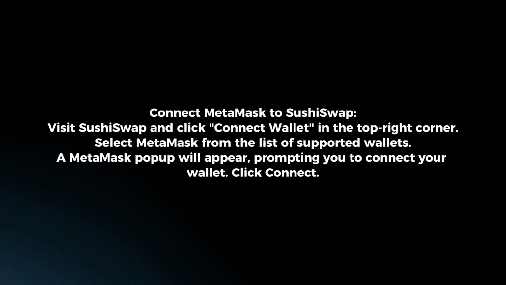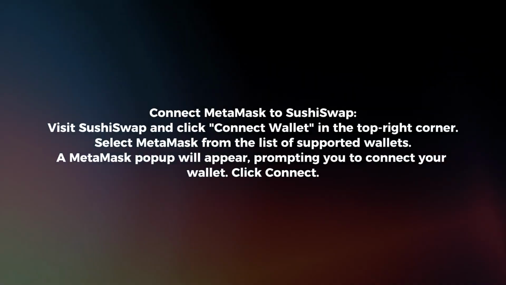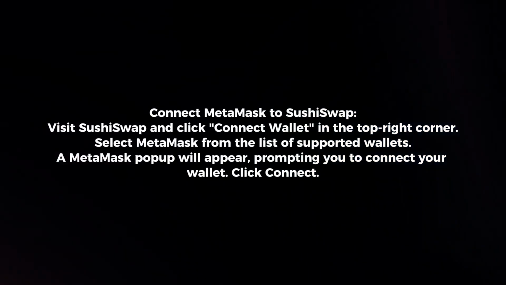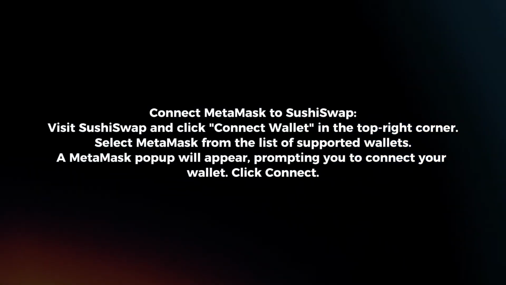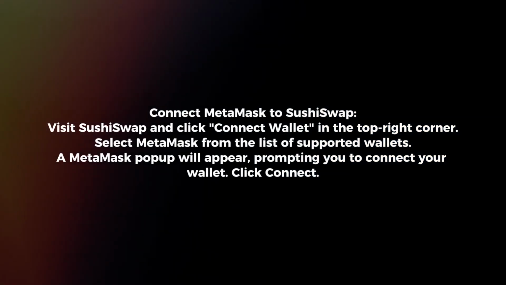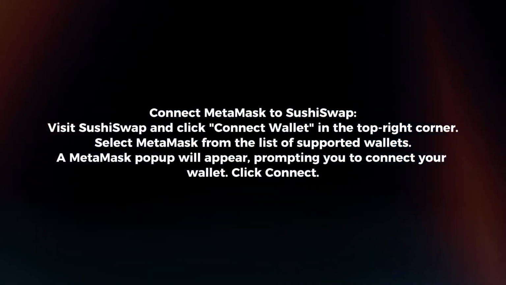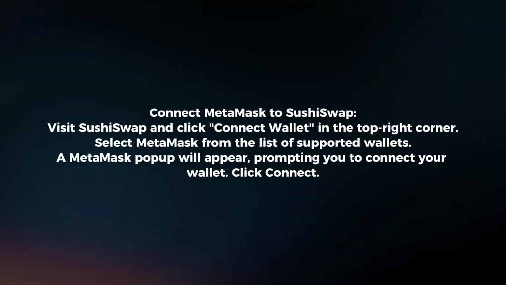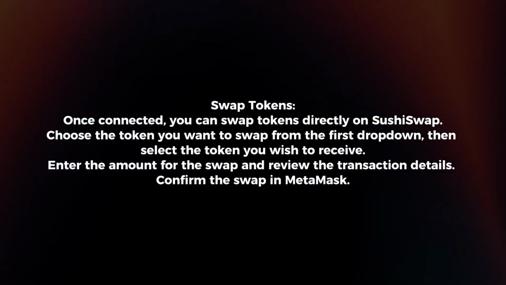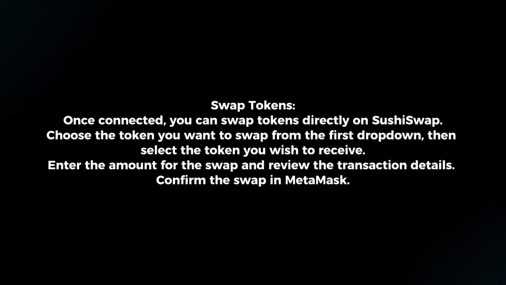Connect MetaMask to SushiSwap. Visit SushiSwap and click Connect Wallet in the top right corner. Select MetaMask from the list of supported wallets. A MetaMask pop-up will appear, prompting you to connect your wallet. Click Connect. Swap tokens. Once connected, you can swap tokens directly on SushiSwap.